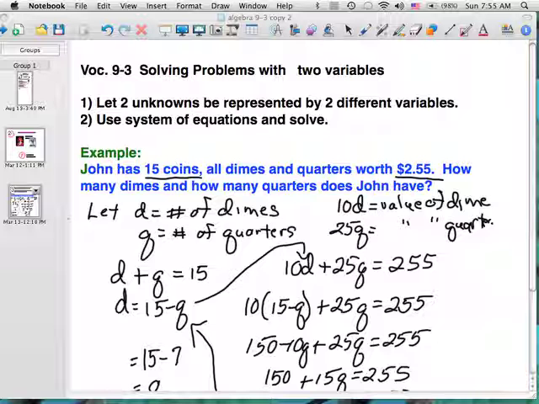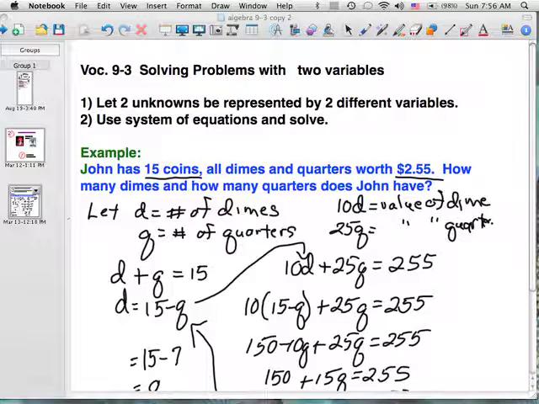In this example, John has 15 coins, all dimes and quarters, worth $2.55. And the question is, how many dimes and how many quarters does he have? I'm going to let D equal the number of dimes and Q equal the number of quarters. So one equation I could come up with is D plus Q, the number of dimes and the number of quarters, equals 15. The other equation comes from the value of the coins.